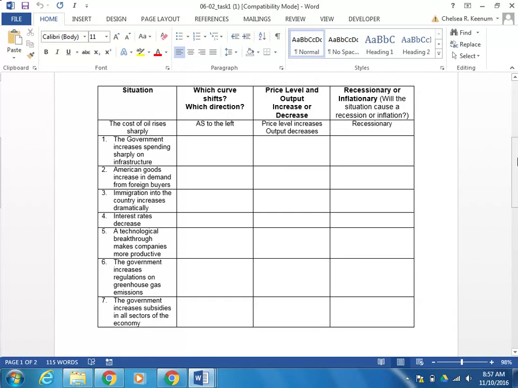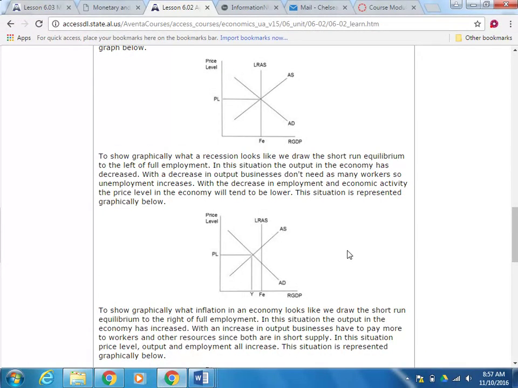If it moves to the right, it's inflation. Left is recession. Inflation's kind of going forward, recession's going backwards. So if you move to the right, you're moving up, you're going forward, so you're inflation. If you move to the left, you're going backwards, so it's recession.